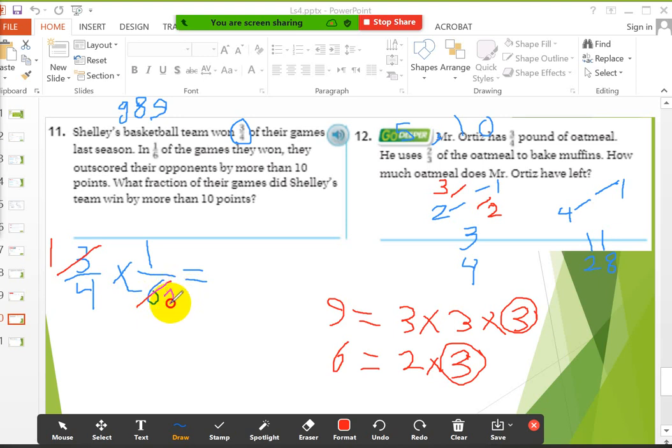Yes, thank you. Now, Arwa, is there any common factor between 1 and 4? No. That means I will leave those numbers and continue my multiplication. 1 multiply 1 equals? 1. Thank you. 4 multiply 2 equals? 8. Very good, Arwa. Thank you so much.